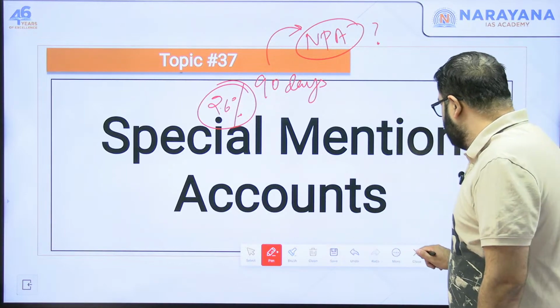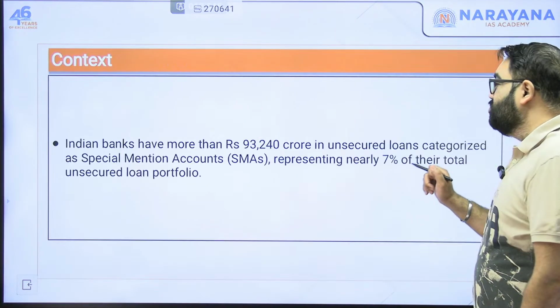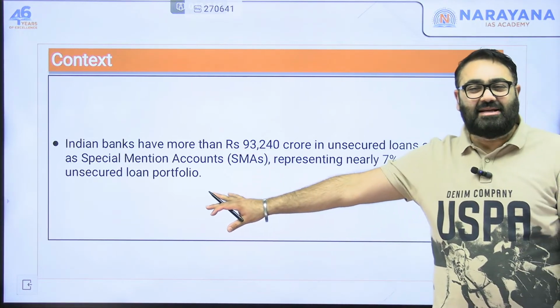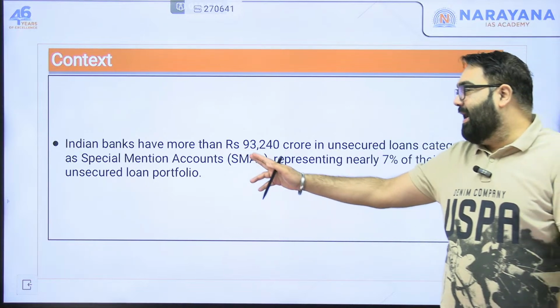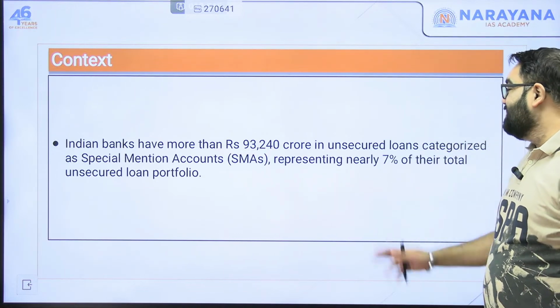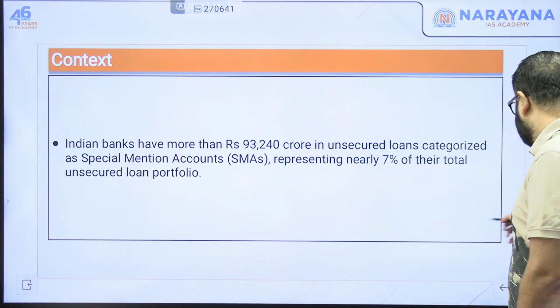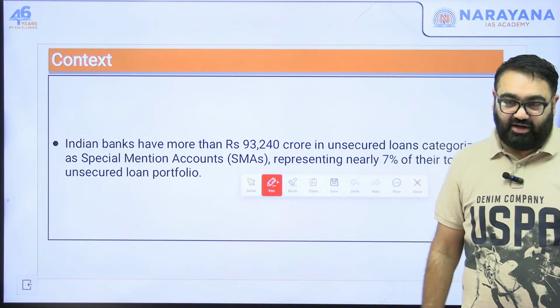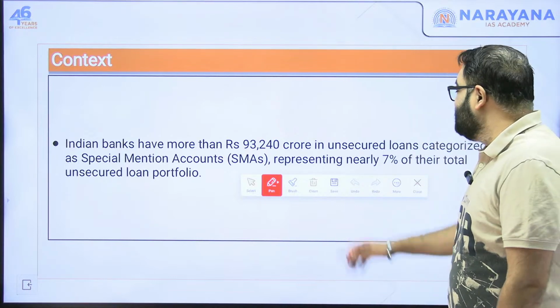Now, this is why special mention accounts also are important. This is why the news is important. This is the context: Indian banks have more than 93,000 crore rupees in unsecured loans categorized as special mention accounts. Now, please understand a few terms mentioned here. One term that is mentioned here is unsecured loans.